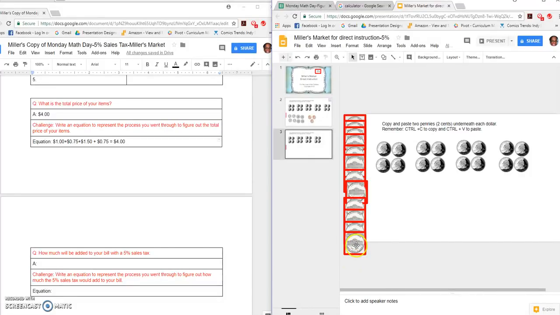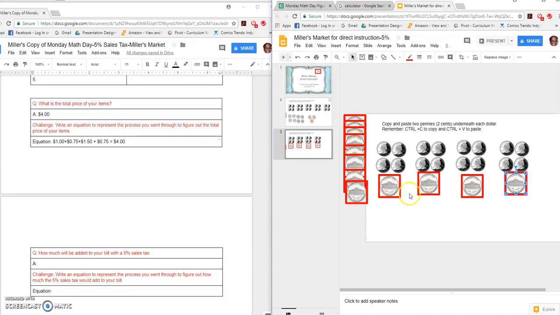So what I'm going to do is I'm going to move one of my nickels underneath this dollar and another one here. And without moving it, you can already tell how much I'm going to add on. It's going to be 20 cents because I have $4, and if I add 5 cents onto each one, then I have 5, 10, 15, 20. So 20 cents is going to be added on.